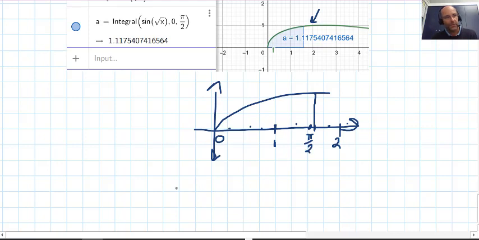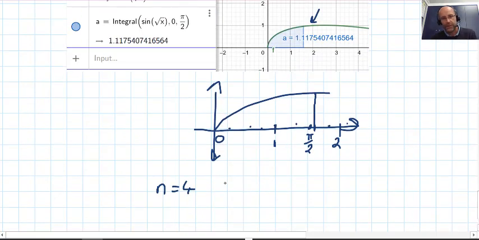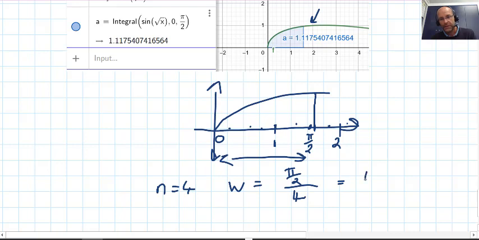Now the strip width. We have 4 strips. It's said in the question. If we go back, it says 4 strips, and they've got to be equal width. So we've got to work out the strip width, which is W. What's the width of our interval? It's from 0 to pi on 2. So it's pi on 2 divided by 4, which is pi on 8. So each strip is going to be pi on 8 wide.